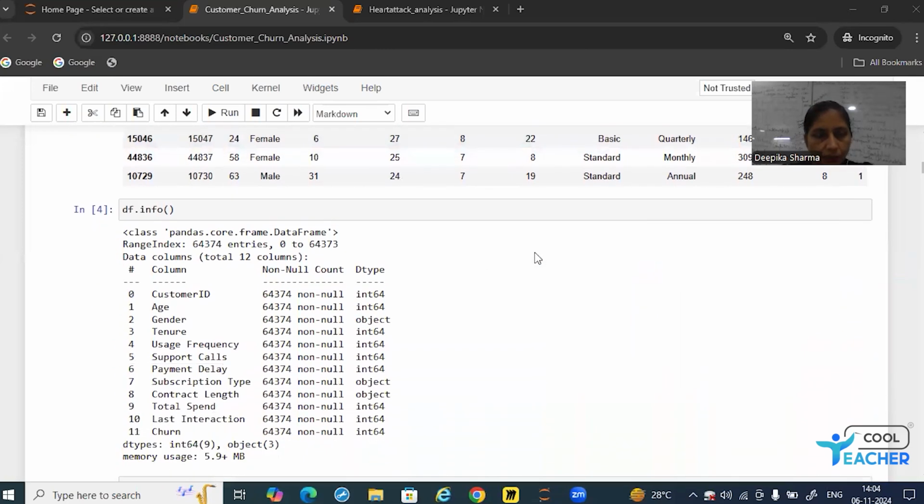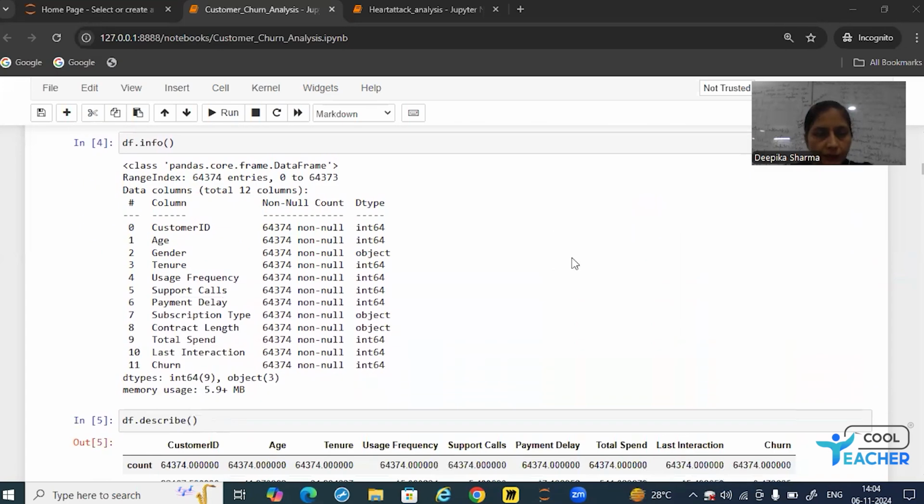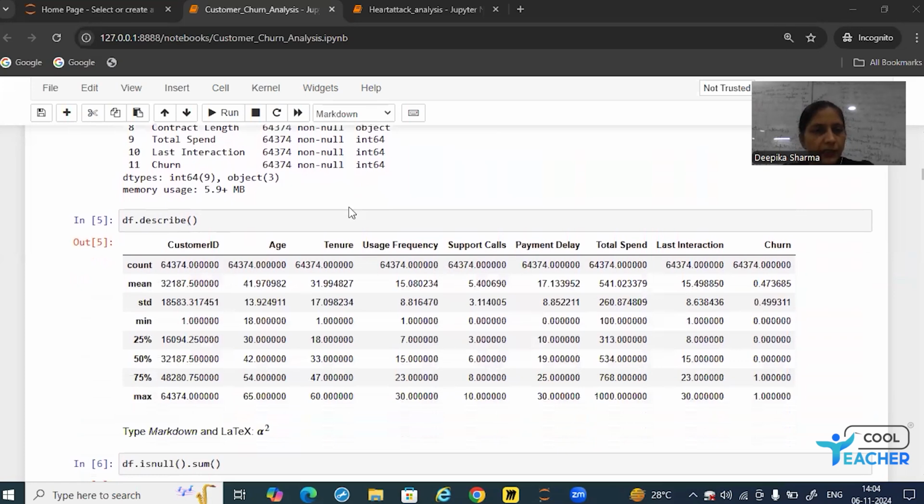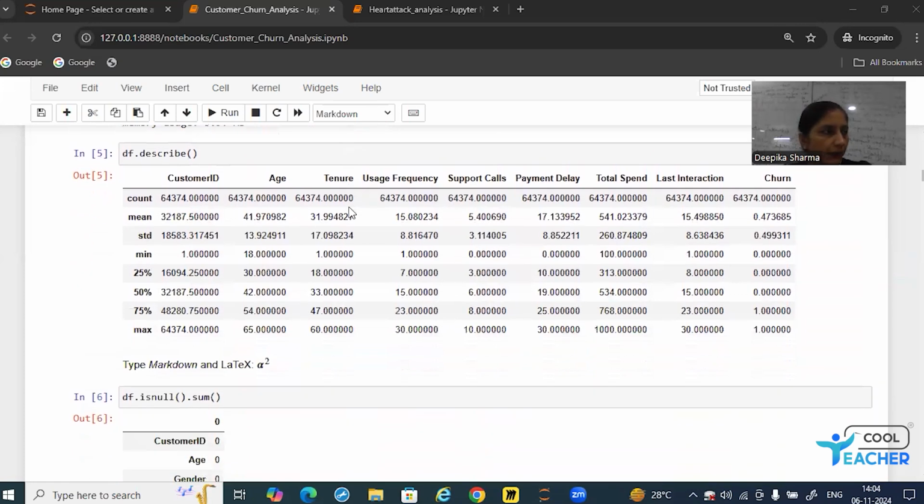Now let me check df.info. Inside this df.info we are getting details of the customers: customer ID, age, gender, tenure, usage frequency, support calls, payment delay, subscription type. We get the entire information, such as whether there is any null data or not and how many total records are there. We are also doing a description with df.describe.